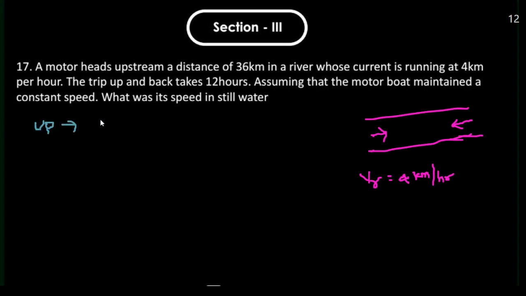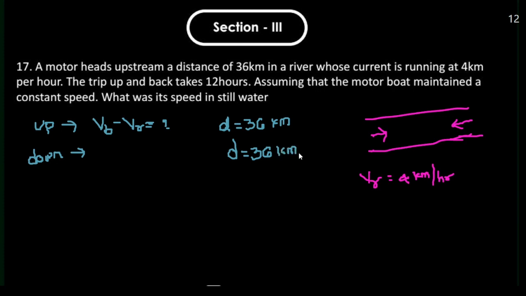Upstream, its velocity is VB minus VR. So what is his speed? We don't know, but his distance in this case is 36 kilometers. And assuming that the trip up and back takes 12 hours, and downstream also he came back, traveling 36 kilometers downstream also, but in this case the velocity is VB plus VR. Here, to complete his trip up and down he took 12 hours.